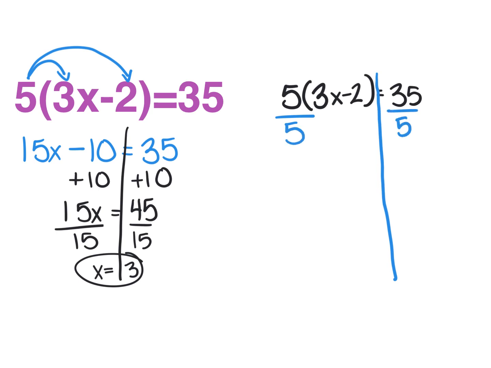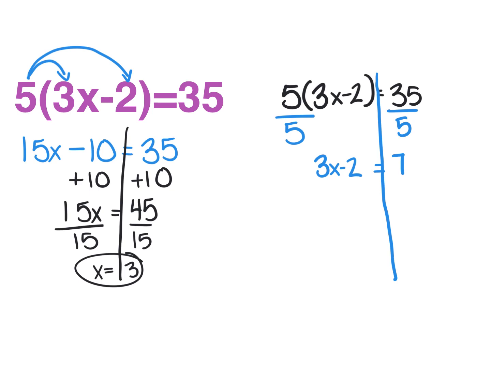When we do that, on the right I have 7. 35 divided by 5 is 7. On the left, I have everything that was inside of the parentheses. And I'm just going to write it as 3x minus 2. I can drop the parentheses at this point because there's nothing outside of them. It's the whole equation that's left. Now looking at that, 3x minus 2 equals 7. This is a two-step equation.